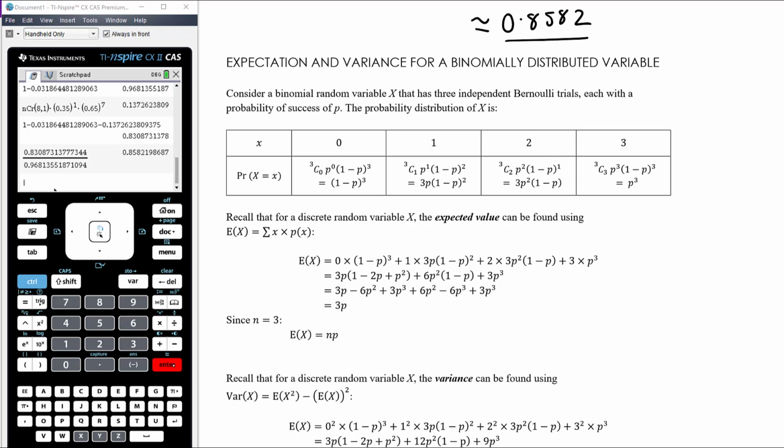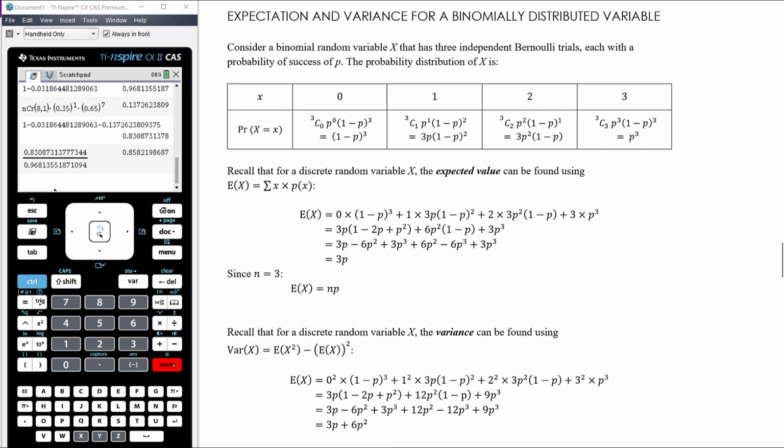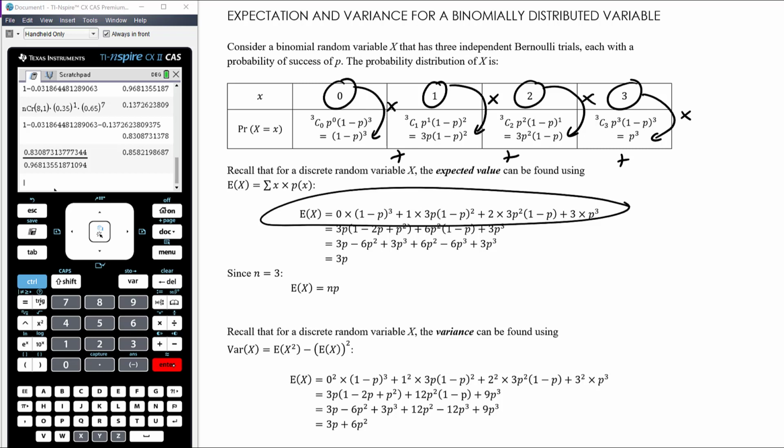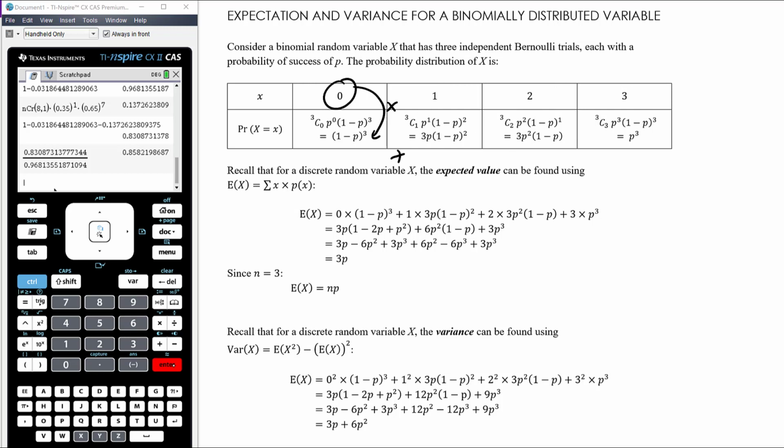Okay, so we remember that in the previous video we looked at how we calculate expected value, and we do that by calculating each x value and multiplying by its probability. Multiply 1 by 3p times (1 minus p) squared, x value times probability, x value times probability, and then we add those up. So that's what we've got happening here. Each x value times its probability being added up. And if we simplify and tidy that up, we find that in this particular case, the expected value of x would be 3 times p.